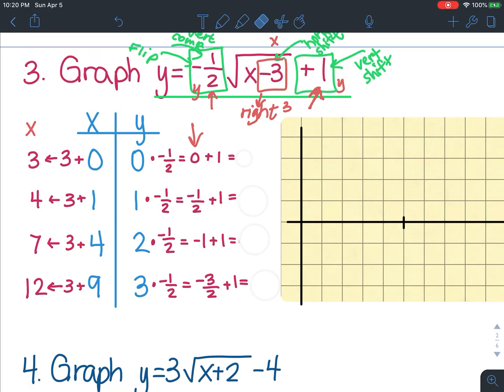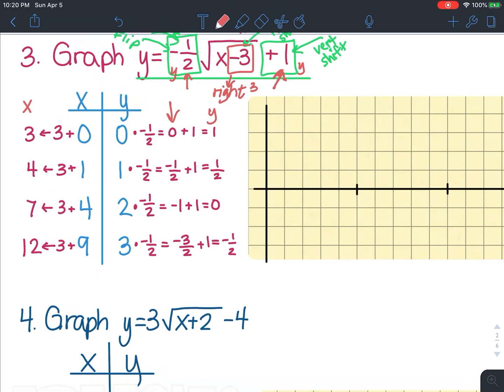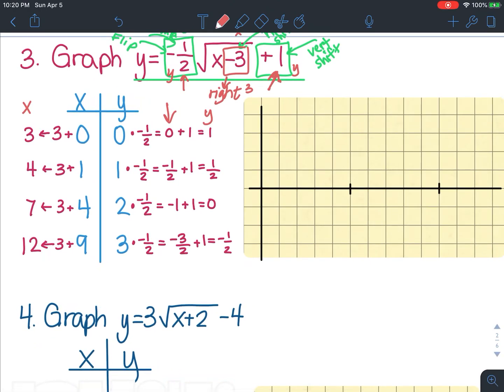And so here I am, I'm telling anyone who's looking that I'm adding 1. So 0 plus 1 is 1. -1/2 plus 1 is +1/2. -1 plus 1 is 0. -3/2 plus 1 is -1/2. And now these are my new y values.